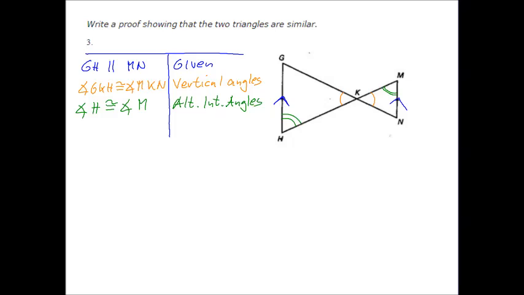So we can use our angle-angle similarity postulate to state that triangle GKH is similar to, we went from G to K to H, the angle with no mark, to the angle with one congruency mark, and to the angle with two congruency marks. That's similar to triangle NKM, and the reason is the angle-angle similarity postulate.